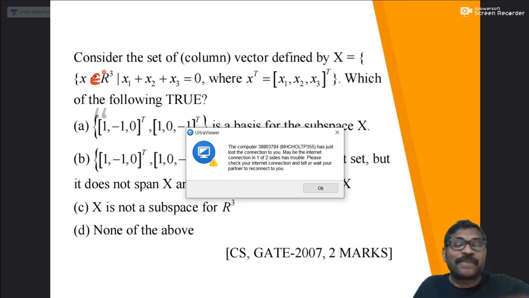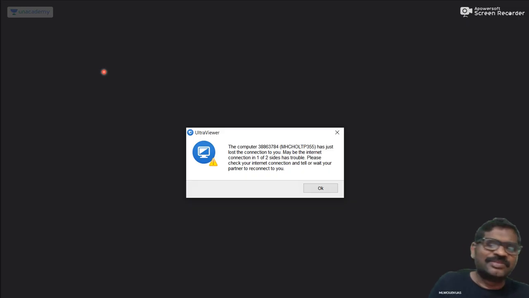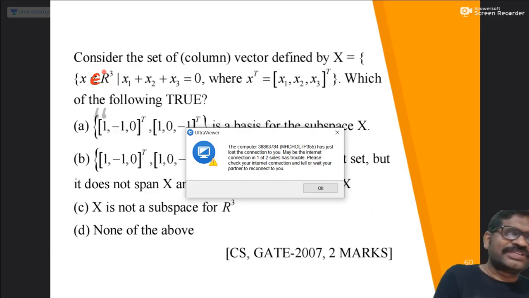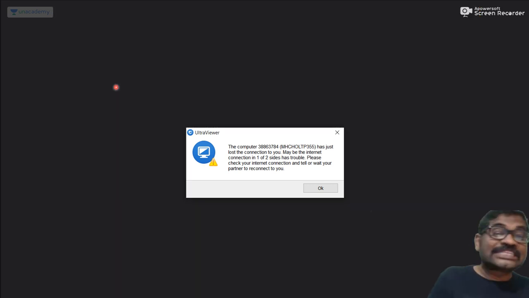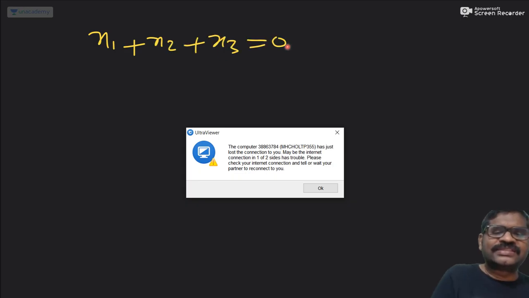X1 plus X2 plus X3 equal to 0, where X transpose. Which of the following is true? These two vectors form a basis for the subspace, or a linearly independent set but do not span, therefore it is not a basis, or X is not a subspace, or none of the above. Observe. A similar problem, I think the same or a similar problem, we discussed yesterday. Only one equation, huh? X1 plus X2 plus X3 equal to 0.